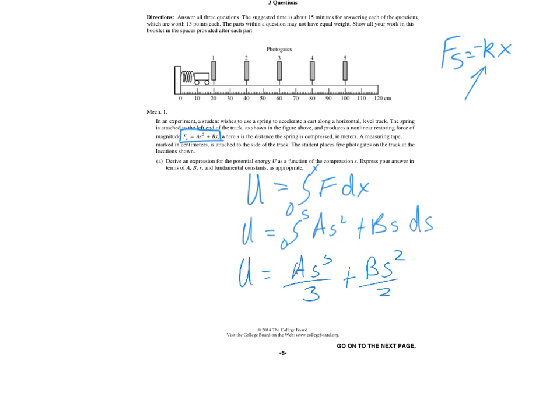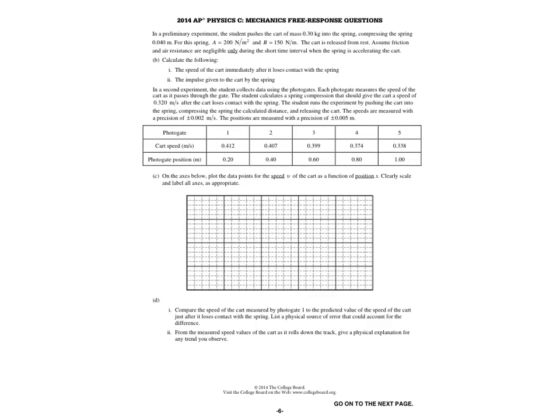Okay. Oh, I see. So basically what they're saying is if you evaluate it from 0 to s, you don't have to put the plus c on there. All right. So that's the first part. Then for part B, they didn't really give you enough room, but you had enough room underneath A to do this, hopefully. You're going to calculate the speed of the cart immediately after it lost contact with the spring.